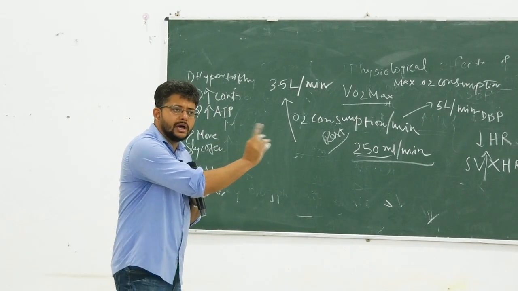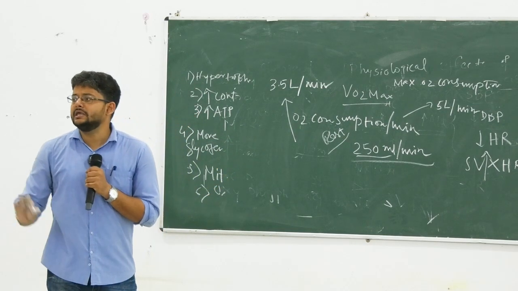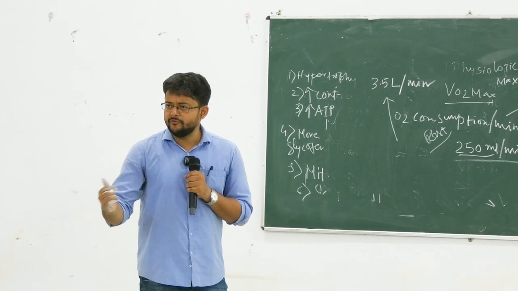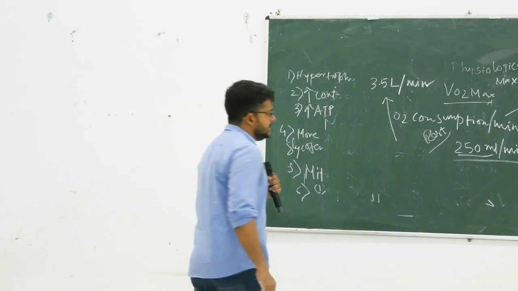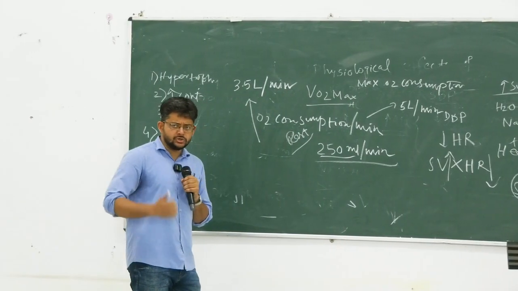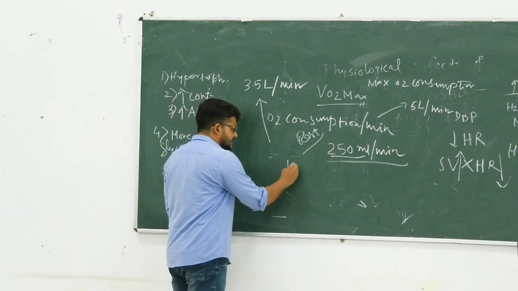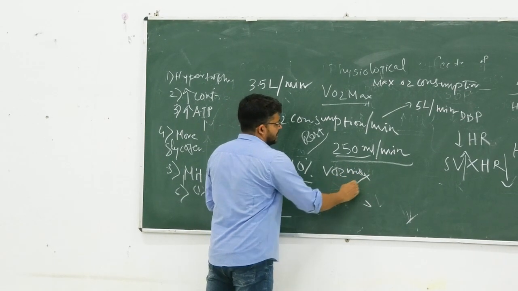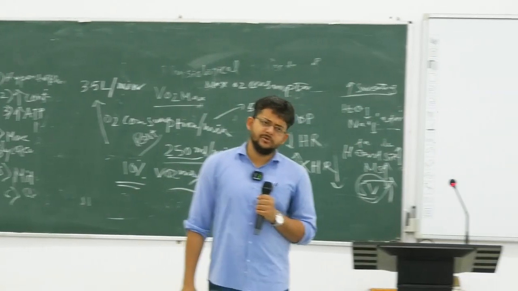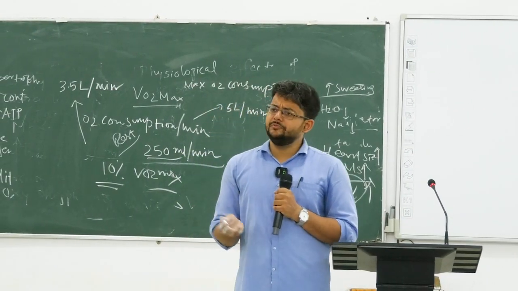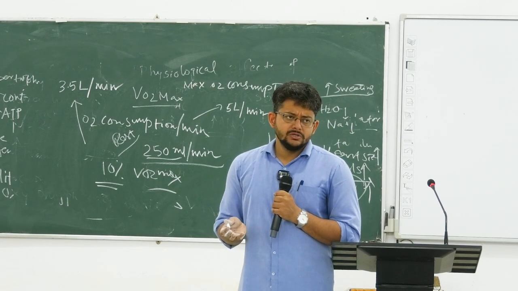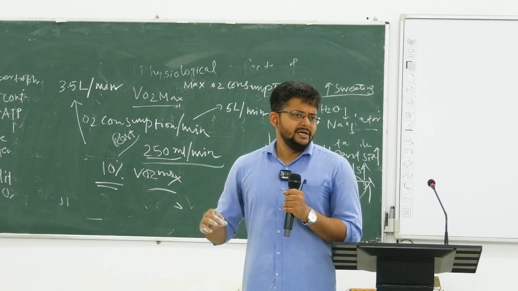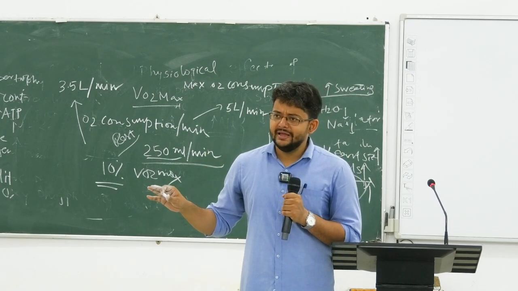So definitely you can see there is an effect of training. 1.5 liter increase, untrained 3.5, trained 5, approximately 40% improvement. Initially, in a very short span of 2 weeks, if you start running you will see a 10% improvement. 10% of 3.5 is 0.35, so approximately 350 ml is added, reaching 3.85. Reaching the rest of the range takes a lifetime. Understood?